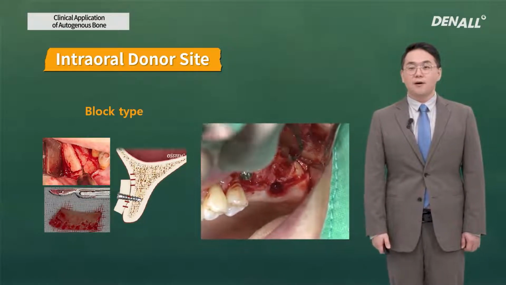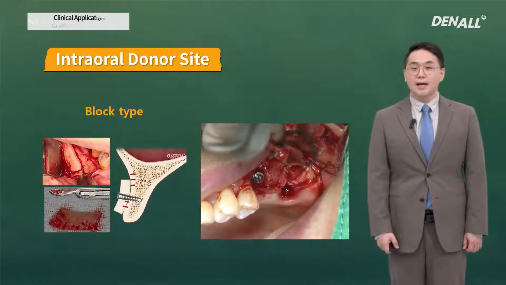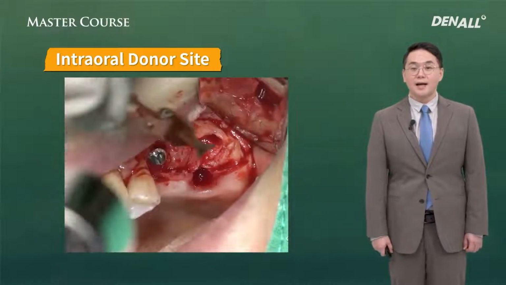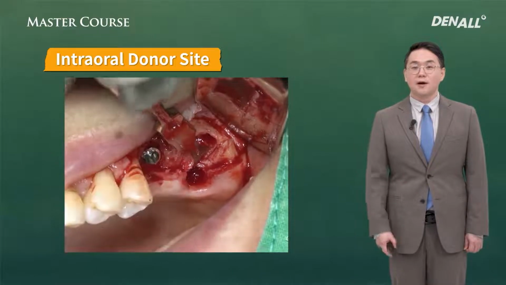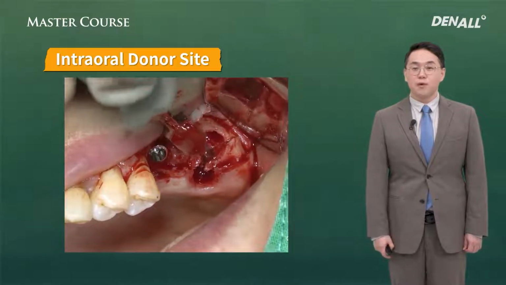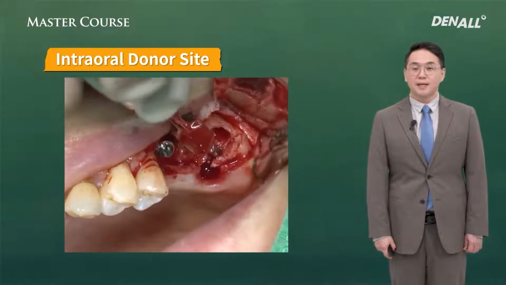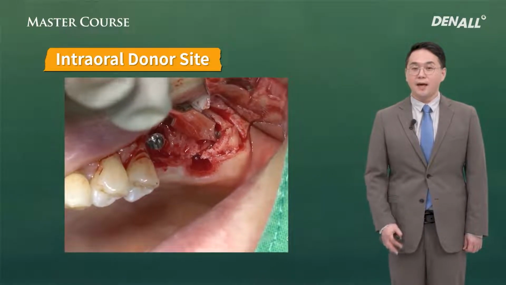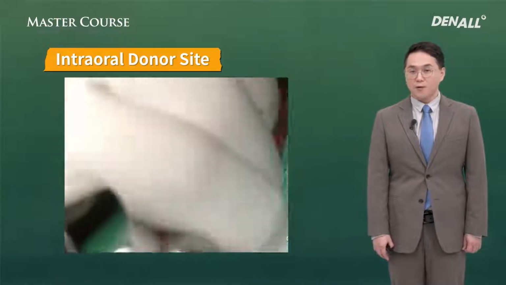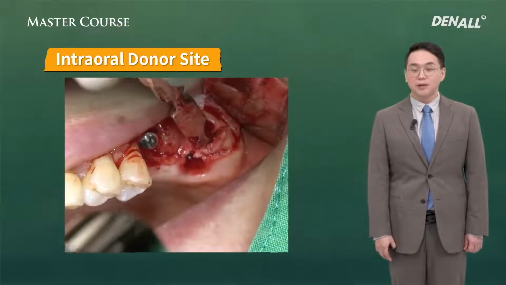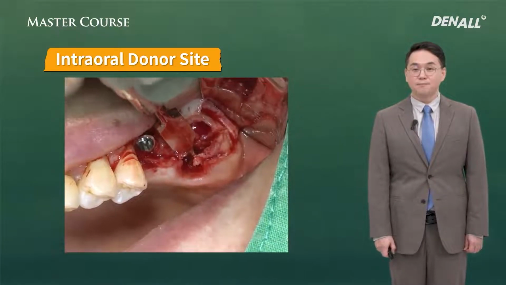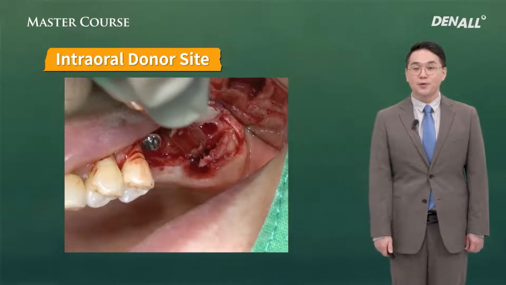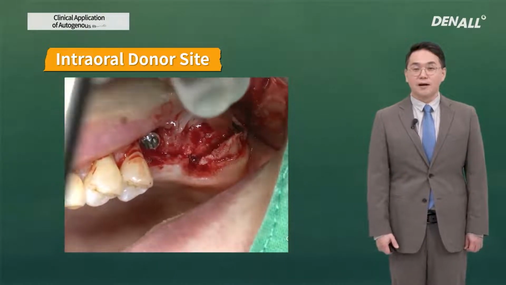In the tuberosity, using just one chisel, very simply, cancellous bone and cortical bone can be easily harvested from the maxillary tuberosity. The bone there is not very hard. To cut the bone, you don't need to use a saw or a drill. You can easily harvest the bone using the Osstem chisel and mallet.